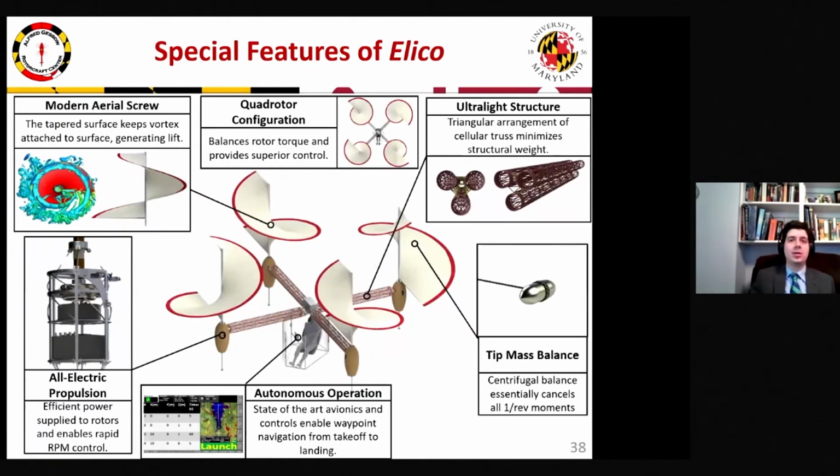In summary, Helico is a highly capable quadrotor vehicle that takes advantage of a vortex attached to the aerial screw surface to generate lift. The 1 per rev moment imbalance is solved by a small tip mass attached to the rotor shaft, and the quadrotor configuration and all-electric design provide superior control in flight. The ultralight structure and components minimize the structural weight, and the flight control and avionics hardware ensures stable and autonomous operation. All in all, Helico utilizes modern technology and analysis to bring Leonardo's dream into the modern age.